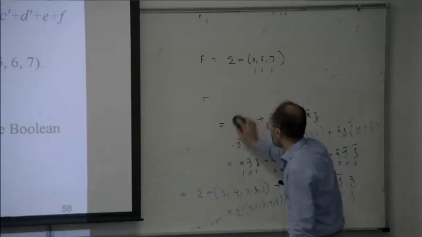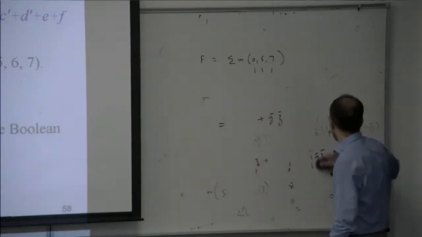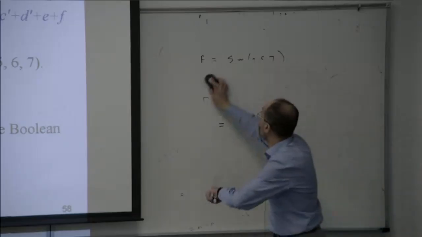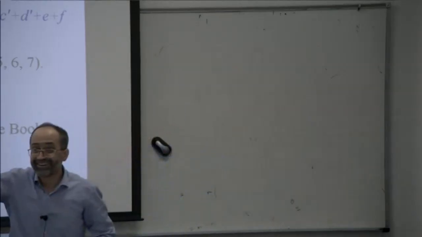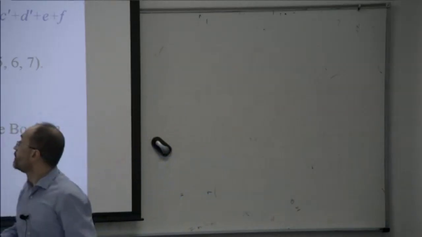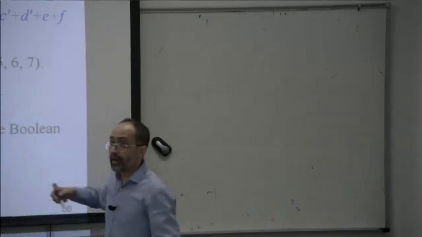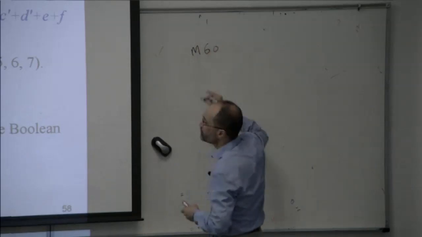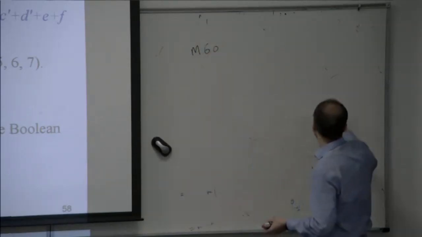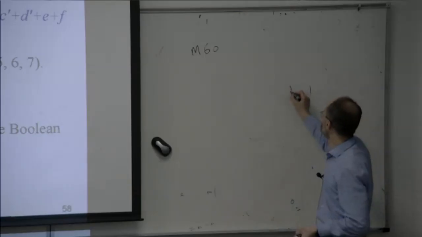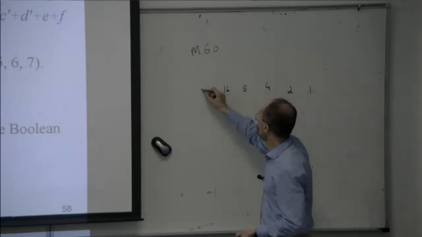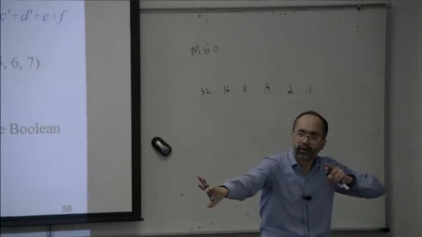Now, if we have a function of 6 variables, it can range from 0 to 63. What we are interested in is M60. Remember 1, 2, 4, 8, 16. You can use any method to convert.